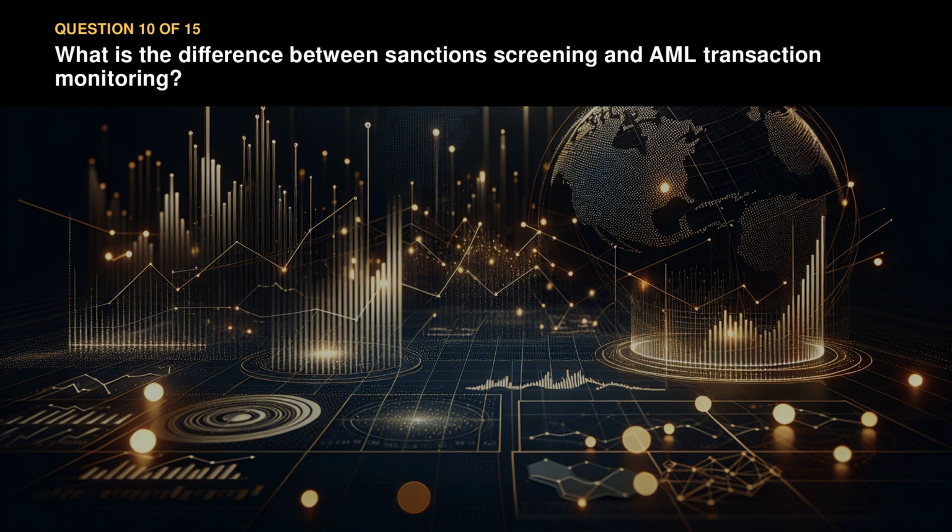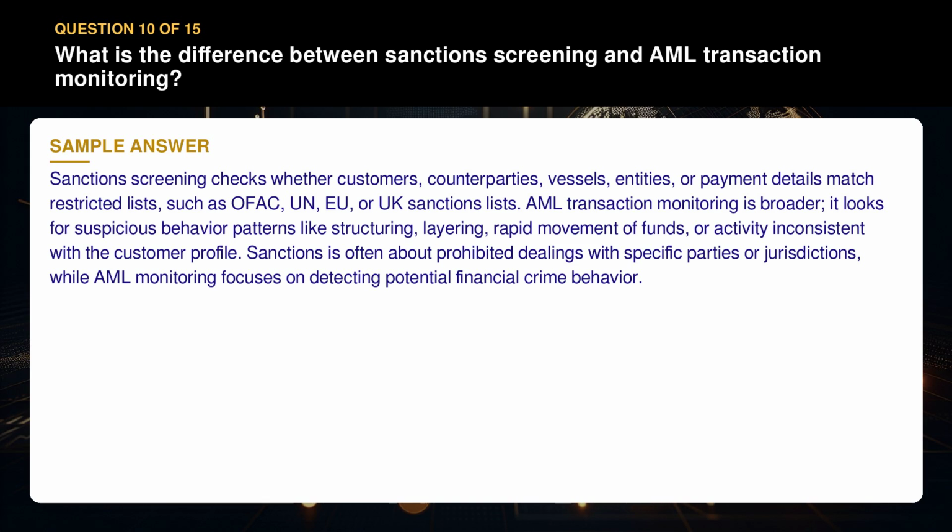Question 10. What is the difference between sanction screening and AML transaction monitoring? Sanction screening checks whether customers, counterparties, vessels, entities, or payment details match restricted lists, such as OFAC, UN, EU, or UK sanctions lists. AML transaction monitoring is broader. It looks for suspicious behavior patterns like structuring, layering, rapid movement of funds, or activity inconsistent with the customer profile.